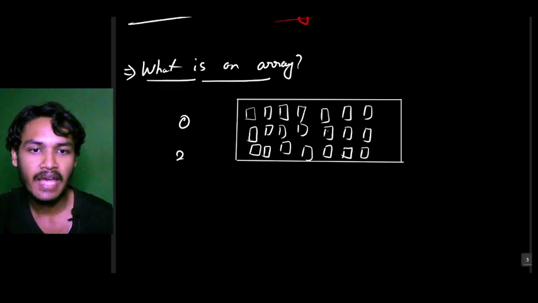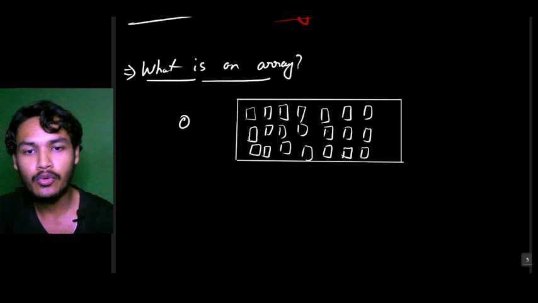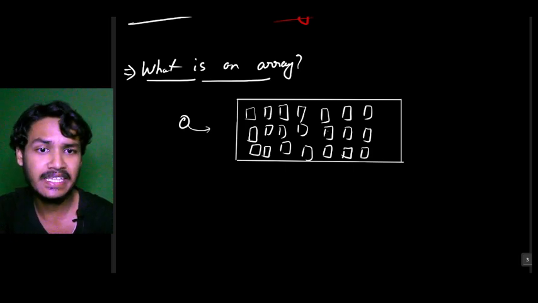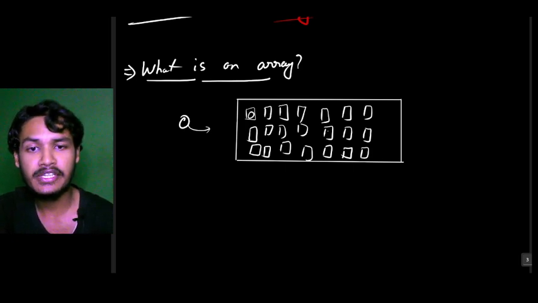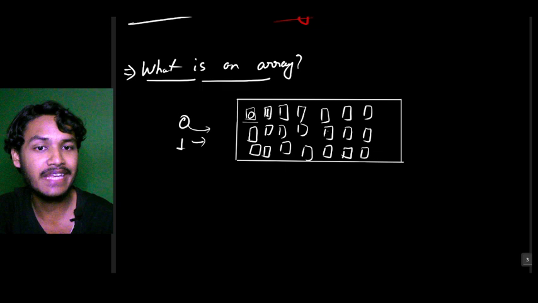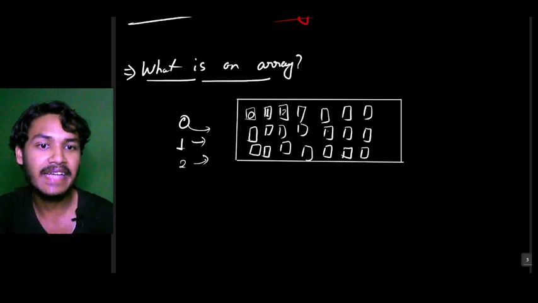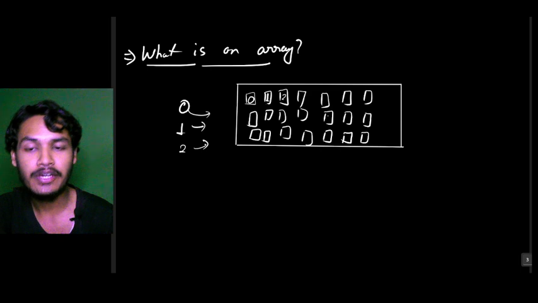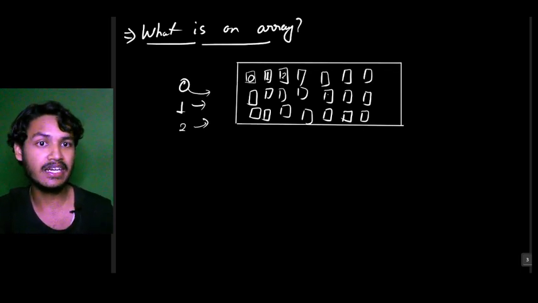What an array does: if you want to store 0, let's say it is stored here. Now if you want to store 1, it will be stored just adjacent to the memory location where the first element is stored. Now if you want to store 2, it will be stored here, just adjacent to this memory location. So an array gives you the power to store data in a contiguous manner.